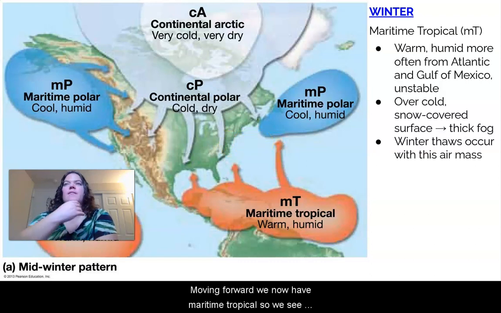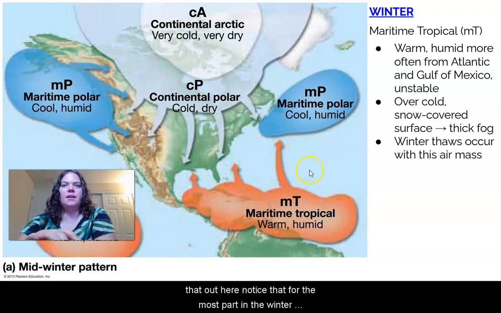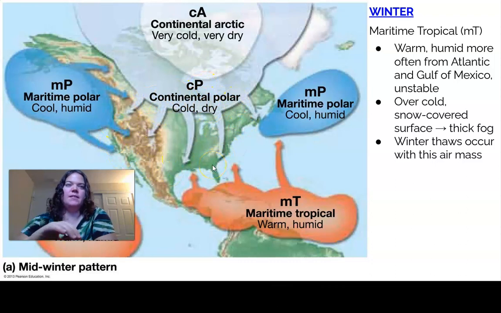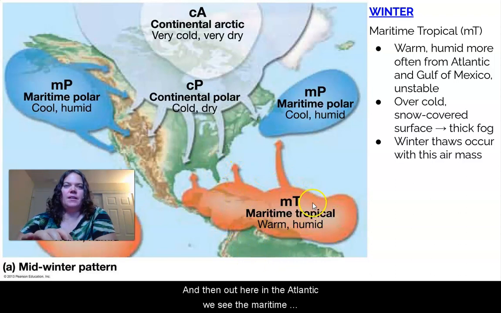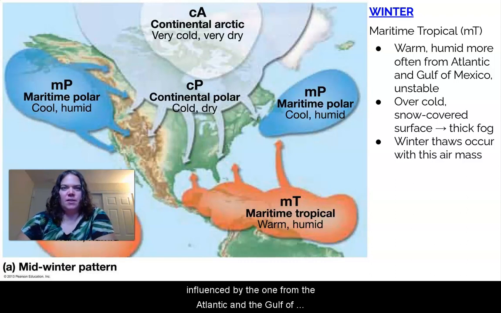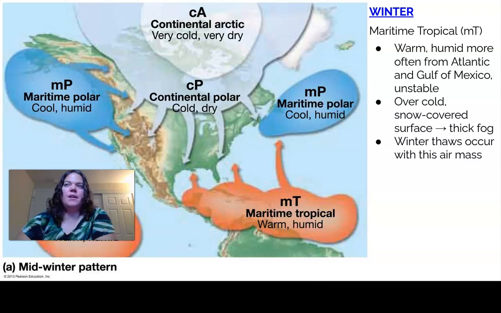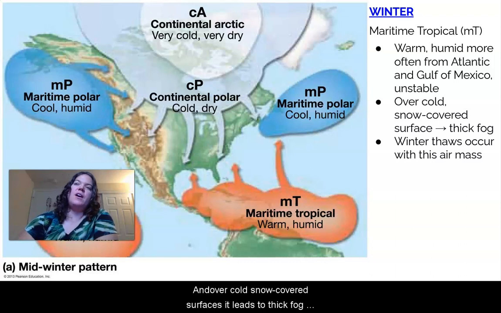Moving forward, we now have Maritime Tropicals, so we see that out here. Notice that for the most part in the wintertime, the Continental Polar is the ruling kingdom, right? It's the army that's kind of taken over. And then out here in the Atlantic, we see the Maritime Tropical. It's warm and humid. Most of the time, we will be influenced by the one from the Atlantic and the Gulf of Mexico. It is unstable, and over cold, snow-covered surfaces, it leads to thick fog.